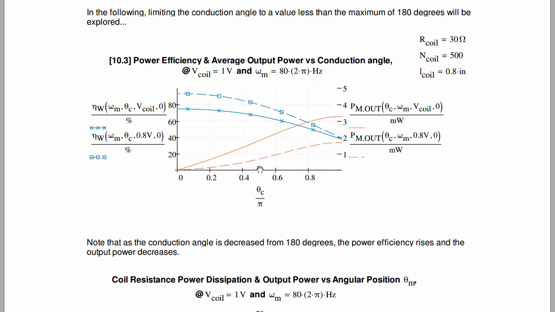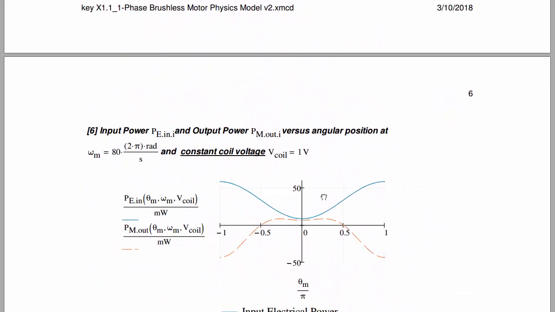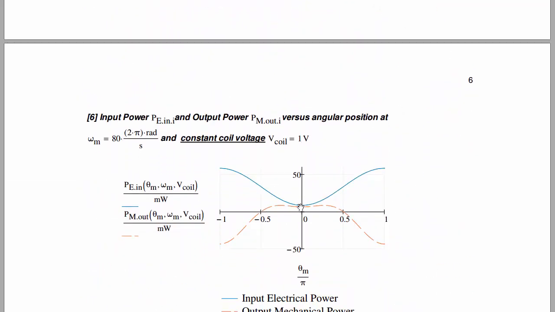The middle point here at 0.5, or half a pi, we're saying that we're going to have the coil energized for theta m from minus pi over 4 to plus pi over 4, rather than minus pi over 2 to plus pi over 2. And when we get down here to a very small conduction angle, we are essentially just energizing the coil over a very narrow region right here, right about 0. Okay, so a little bit to the left, a little bit to the right.